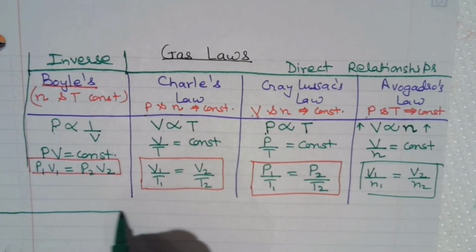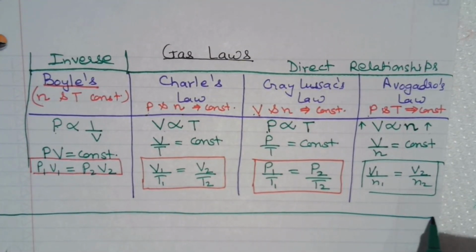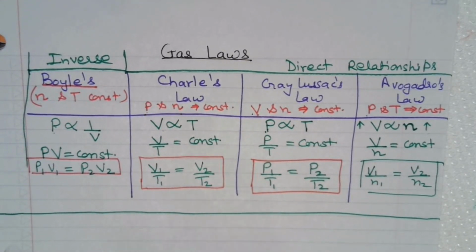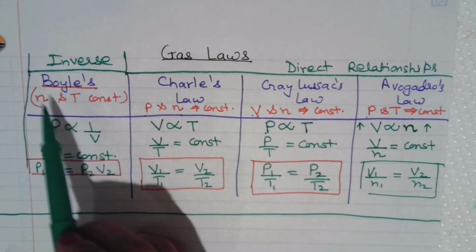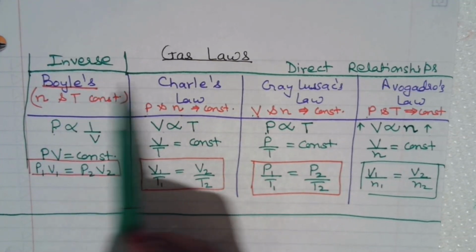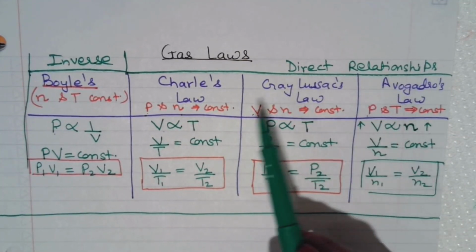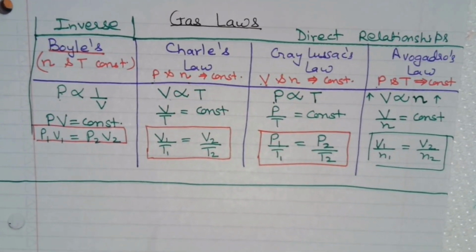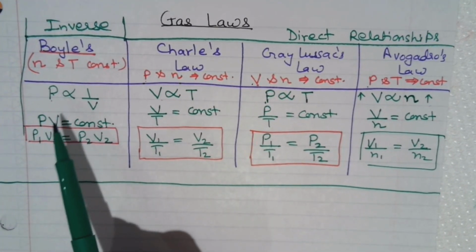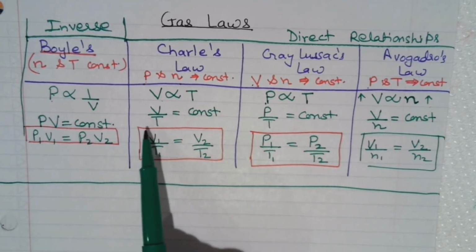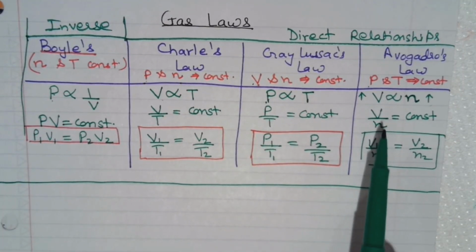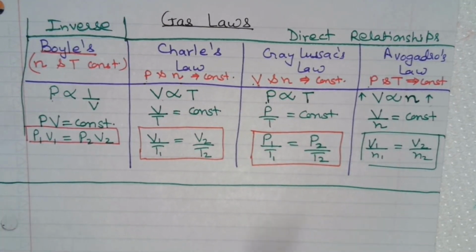So this is what we need to know. You need to memorize all the 4 laws, right? And always remember, Boyle's law is the only inverse relationship. The rest, all 3, are direct relationships, right? Since you can see PV is constant, V by T is constant, P over T is constant, and V by N is also a constant, right?